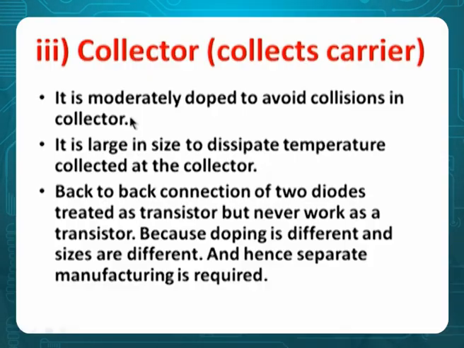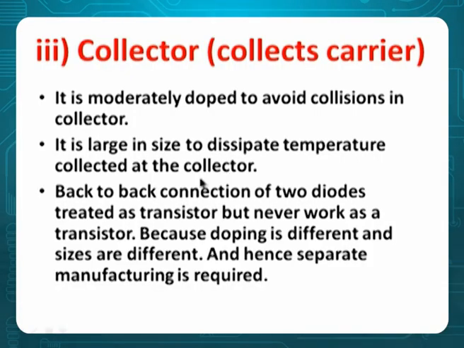It's moderately doped to avoid collisions in the collector. For example, if you take more doping and you are sure that current is coming from the emitter, once the carriers come from the emitter, they will take more. Collisions will become more, and ultimately the amount of current is decreased. It is large in size to dissipate temperature collected at the collector. So these are the two reasons why doping and size are there.